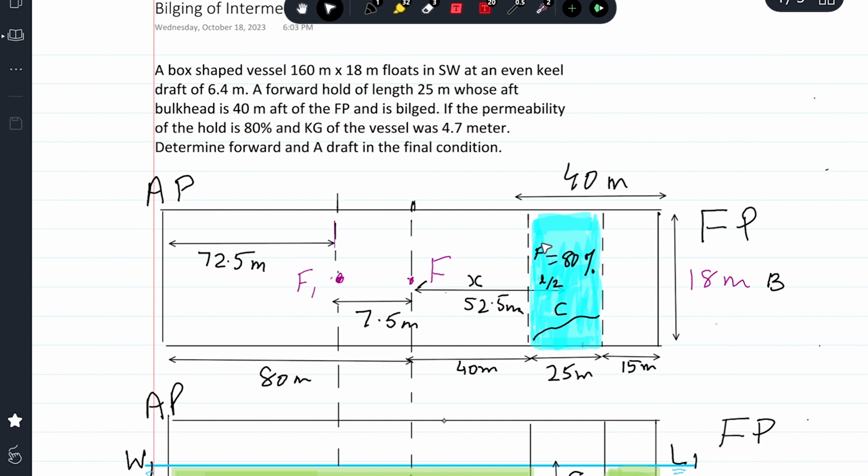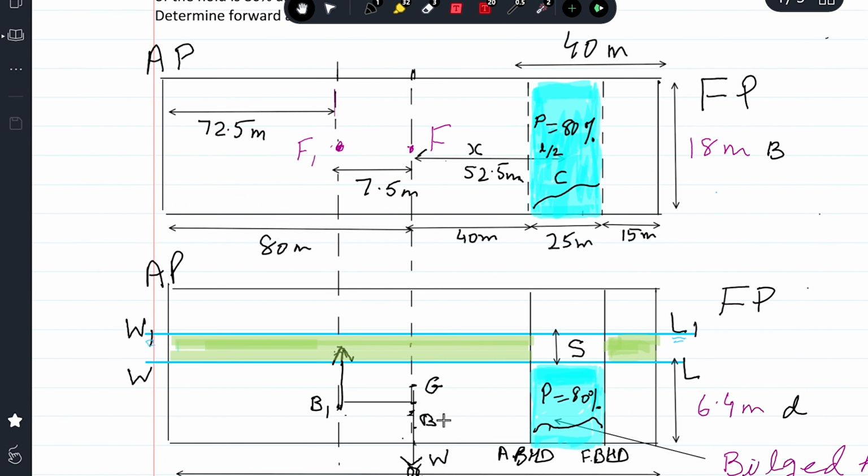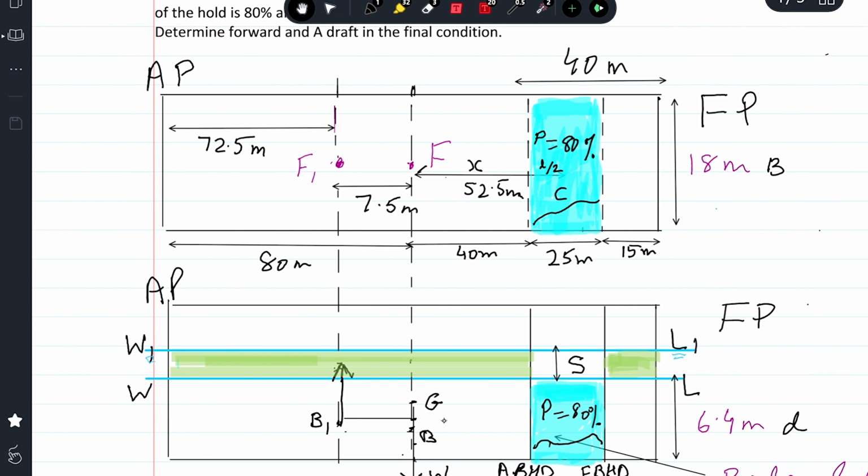So the location of the compartment is forward. Forward means forward of center of flotation. What's the length of the hold? 25 meters. And the aft bulkhead is 40 meters aft of the forward perpendicular. So this is forward perpendicular and this is aft perpendicular. So I have here the diagram. The bottom diagram is the side view and the top is the plan view, the top view, the bird's eye view of the water plane area.